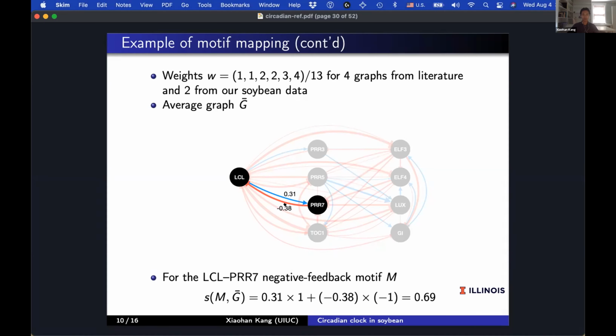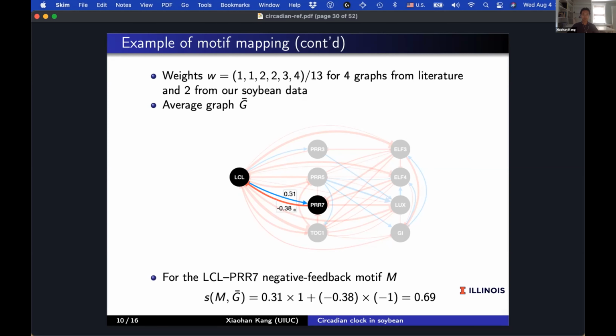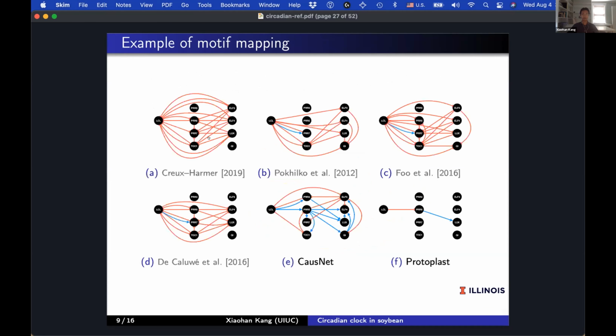For example, if we're looking at this particular motif of the LCL and PRR7 2-gene negative feedback loop, then in the average graph, we have the weighted edge weight of 0.31 for the activation, and negative 0.38 for the repression. They happen to be the same sign as our motif. Then when you score the motif, you get 0.69 as the average score based on the six graphs from different sources.